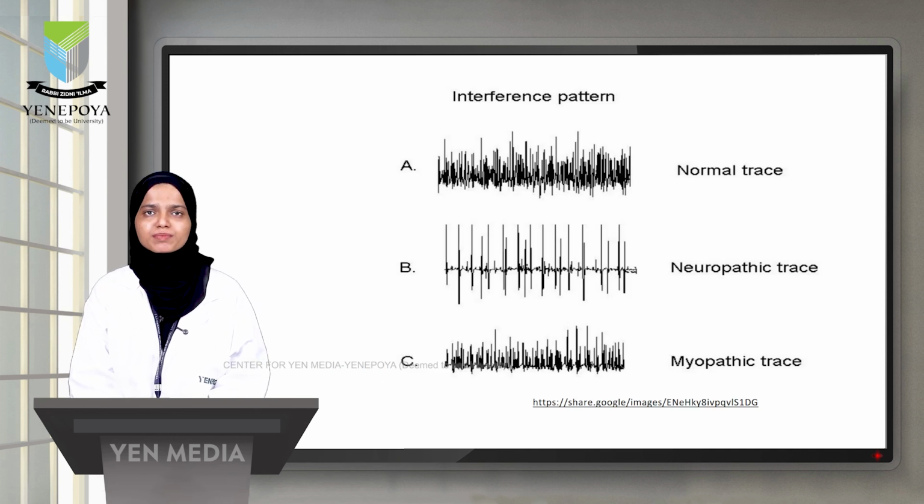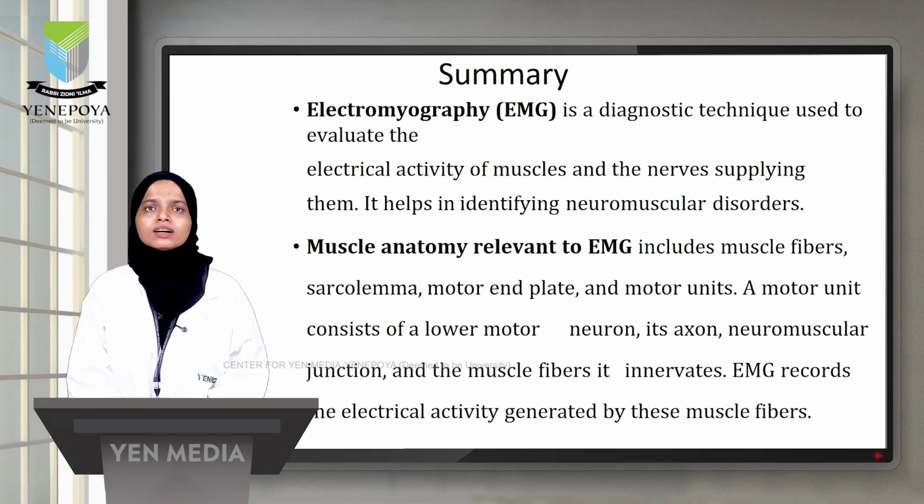This is how the interference pattern will look in the EMG recording: the normal trace, neuropathic trace, myopathic trace. Let's summarize the topic. Electromyography is a diagnostic technique used to evaluate the electrical activity of muscles and the nerves supplying them. It helps in identifying neuromuscular disorders.